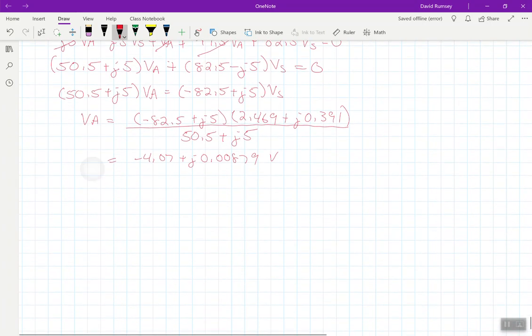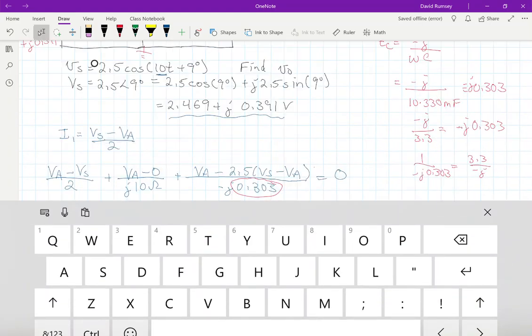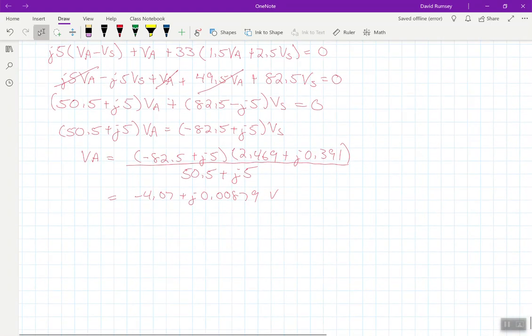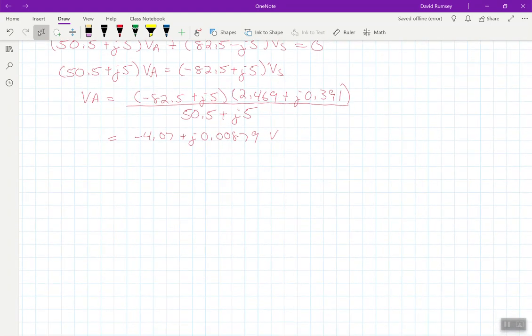So the next thing I really need to do is convert this, and I brought my keyboard back up again here, convert this to polar form. So I'll go ahead and do the computation by hand again, even though you can just use your calculator. So the magnitude, V sub m, would be the square root of negative 4.07 squared plus 0.00879 squared.